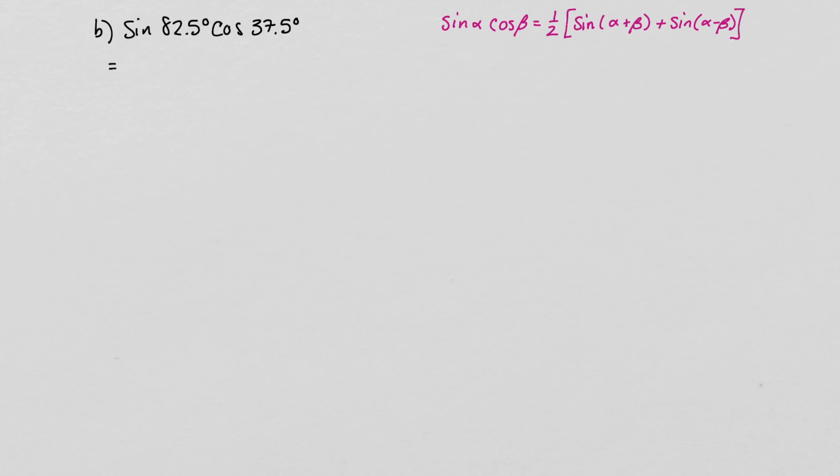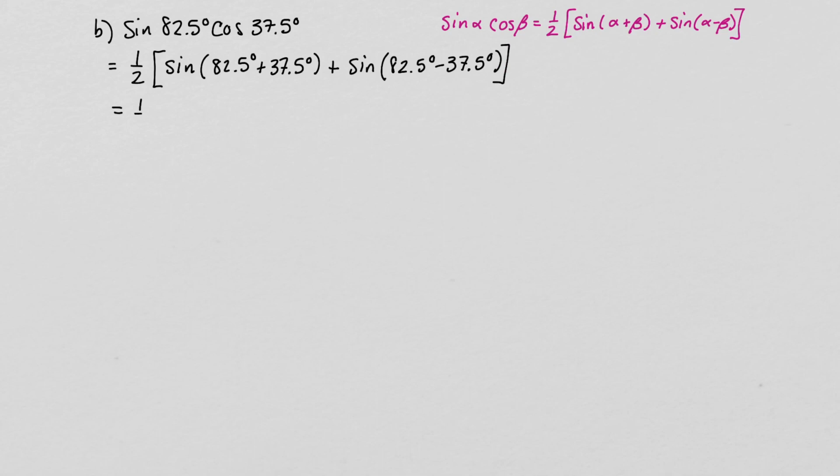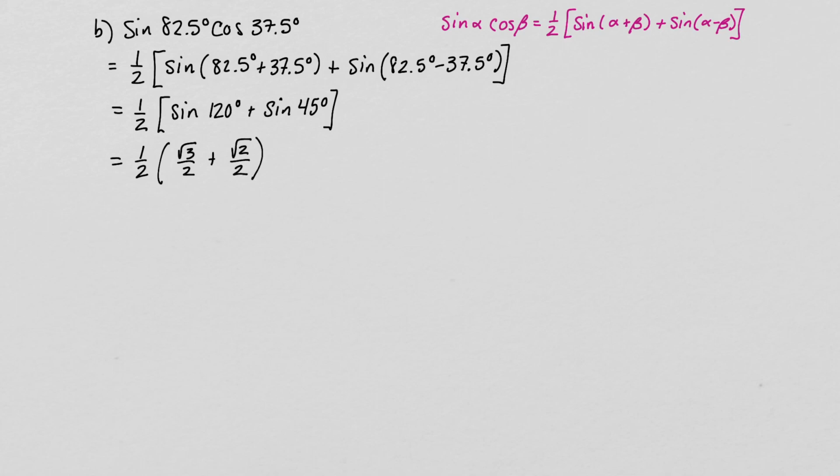So if I'm plugging in here, we're going to have 1/2 times the sine of 82.5 degrees plus 37.5 degrees plus the sine of 82.5 degrees minus 37.5 degrees. So we end up with 1/2 times the sine of 120 degrees plus the sine of 45 degrees. And both of those are on the unit circle. So we have 1/2 times root 3 over 2 plus root 2 over 2. So we end up with 1/2 times root 3 plus root 2 all over 2, or root 3 plus root 2 all over 4.